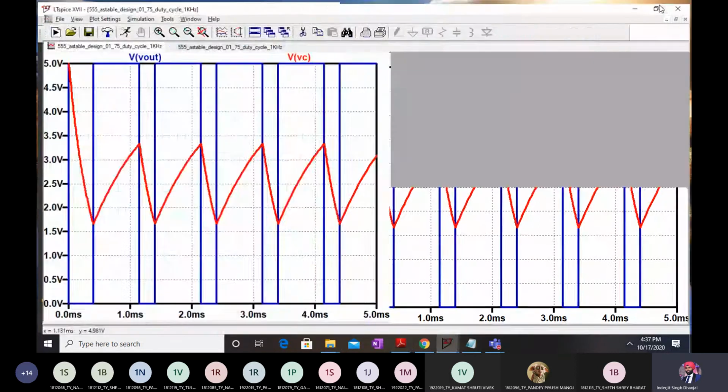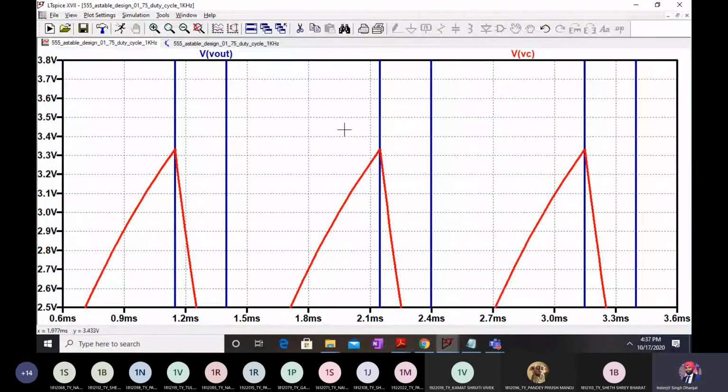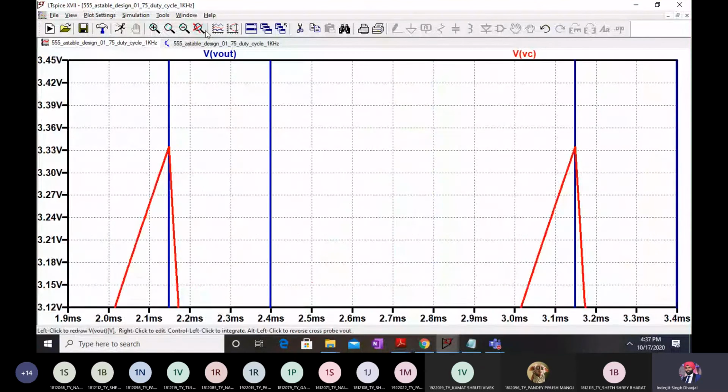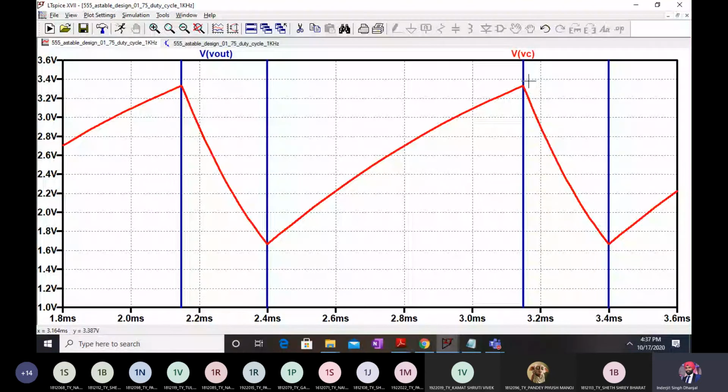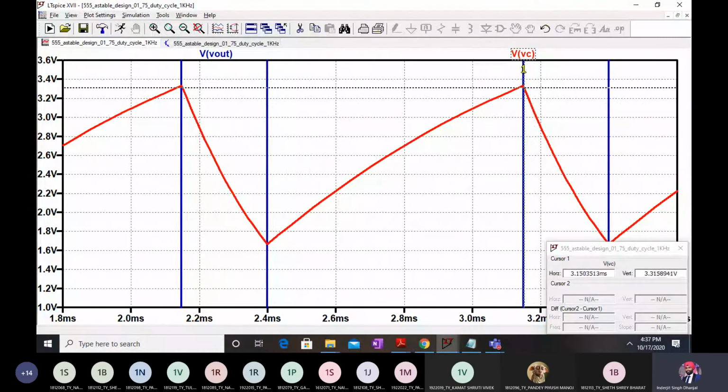Okay, now let me check this. Now one of you have your calculator with you, right? I'll keep this focused over here. Okay, now let me check this number. One of you please calculate 2/3 of 5. 2 into 10 divided by 3, how much is it? 3.33, right? Yeah, so the capacitor peak value is 3.33.